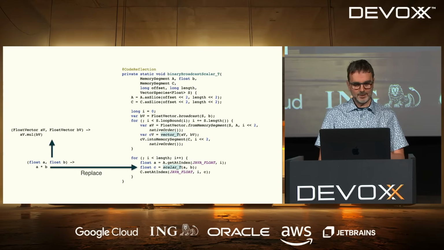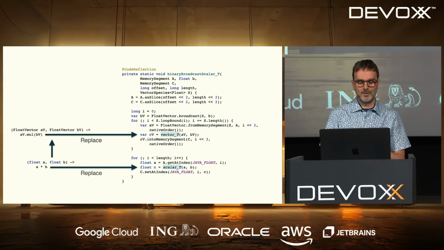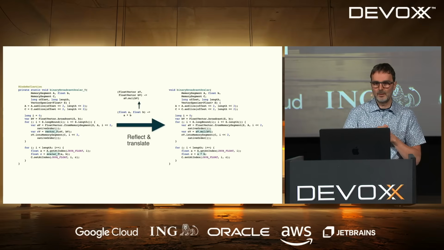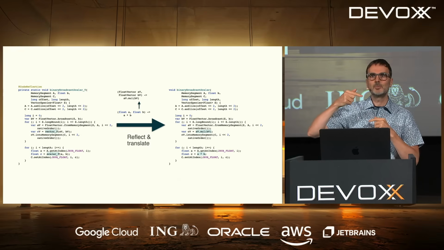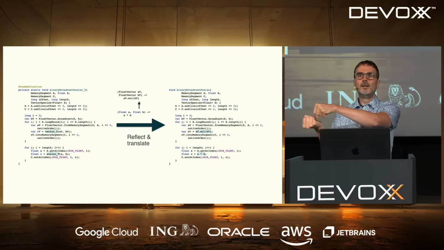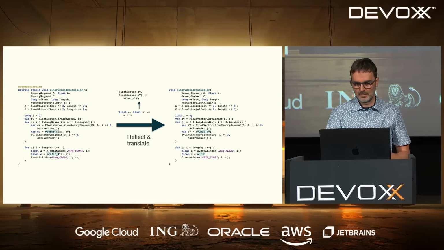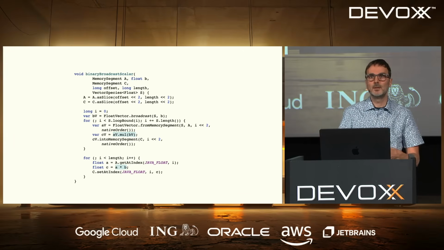So I want to replace the scalar expression A times B with that method call there, and I want to do the same for the vector API expression, like so. So I basically reflect over my template, and I translate, and I'm doing it twice. I reflect over the Lambda expression and translate, and then I use that result and stuff it in the others, like so. And then we get the result again, but we don't have to handwrite it.